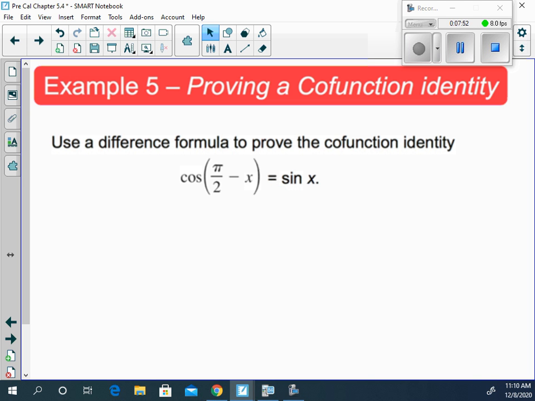Now we can do this using the 2-column proof, the same type thing. Now we have this already. Cosine of pi over 2 minus x is equal to sine of x. Okay, that's one of our theorems.